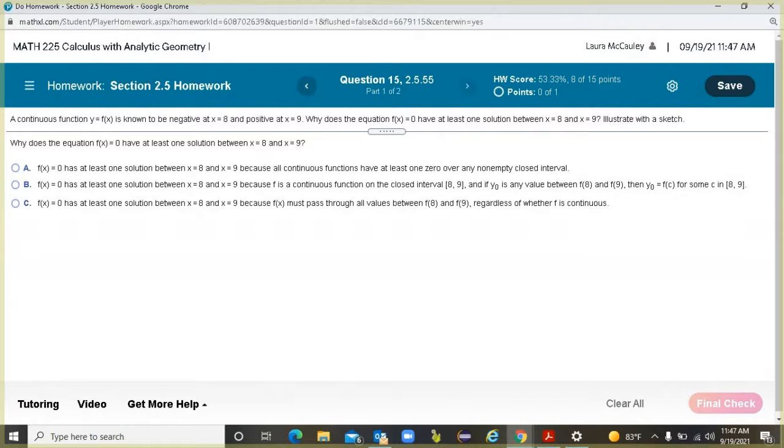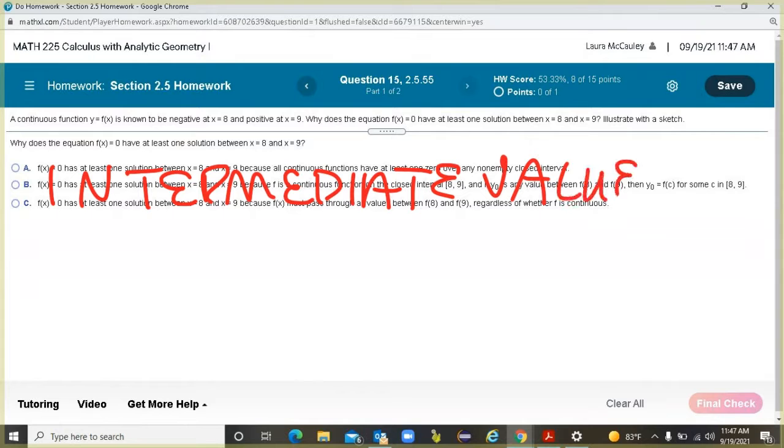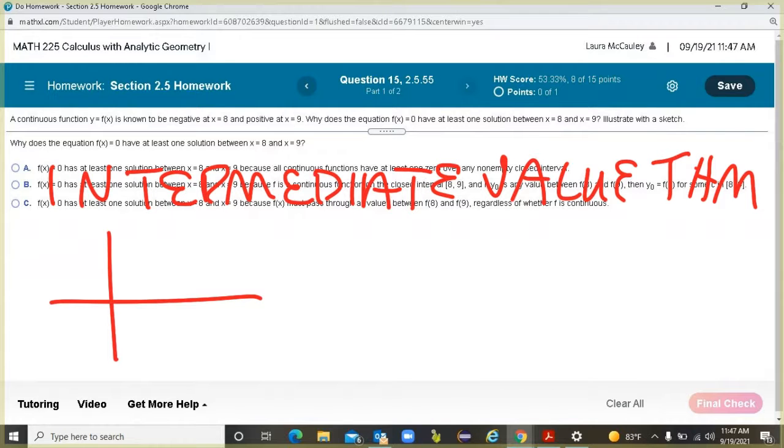Okay, so this is going to be using the intermediate value theorem. So first, let's recall what that says. I'm going to write it how it relates to this one. So let's say that this is 8 and this is 9. We know that we get some negative value when x is 8, so we get something down here. And we know we get some positive value when x is 9.